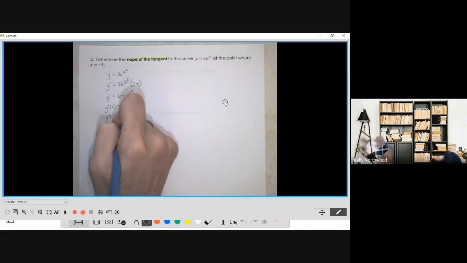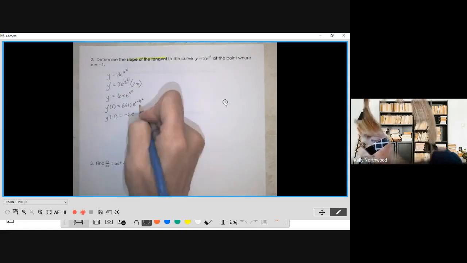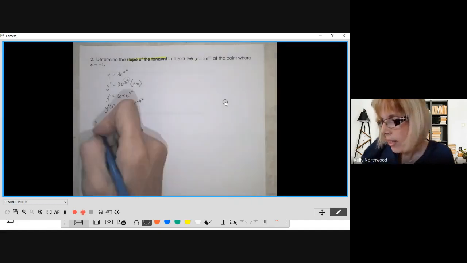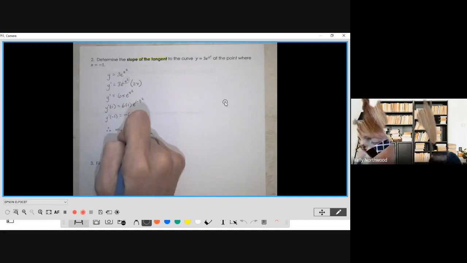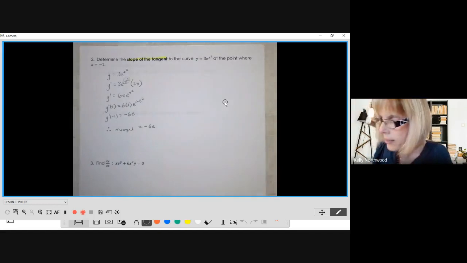So y prime at -1 is going to be -6, and then e, because -1 squared is 1, so -6e. And rather than giving an approximate decimal, you want to keep it in terms of e, just like when you're working with radians, you keep things in terms of pi. And then you need your therefore. m tangent is equal to -6e.